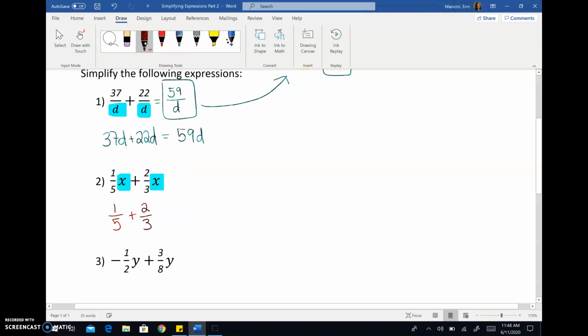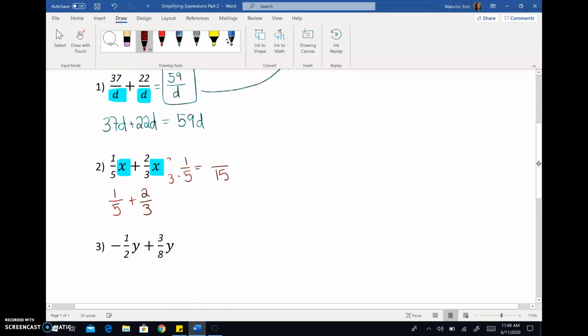5 times 3 is 15. 15 can be divided by both 5 and 3. So realistically, 1/5 is equal to how many 15ths? Well, in order to get from 5 to 15, you have to multiply this by 3. And to keep a fraction equivalent, you need to multiply the numerator and the denominator by the same thing. Because really then you're just multiplying by 1, because 3 divided by 3 is 1.